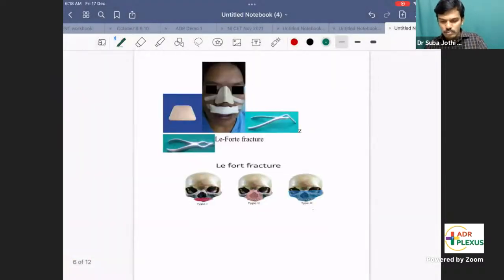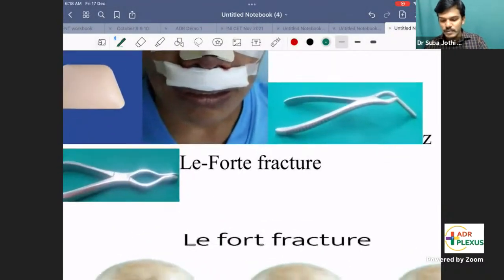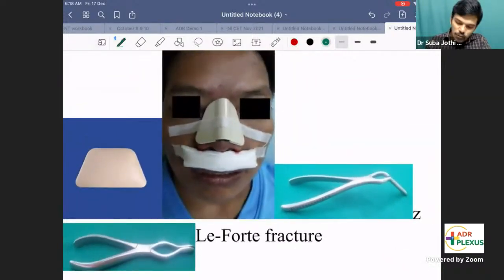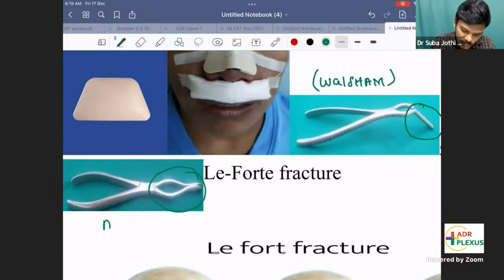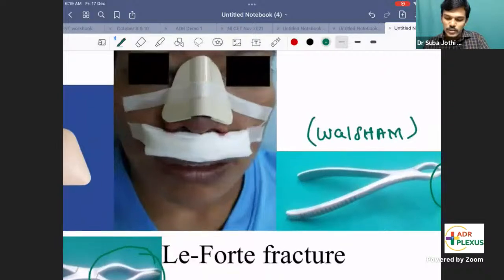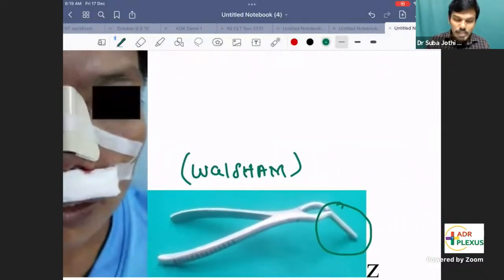How can a closed reduction be done? Just look at this. There are 2 instruments. One instrument is like a beak of a bird. The next instrument has a straight architecture. This instrument is called Walsham forceps. This instrument is called Asch forceps. You can use these instruments to reduce the nasal bone fracture.